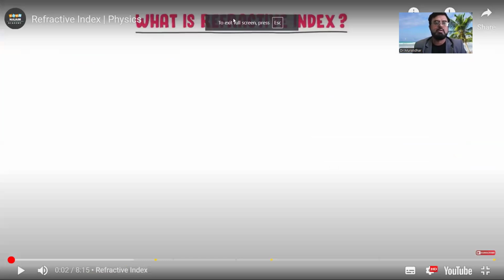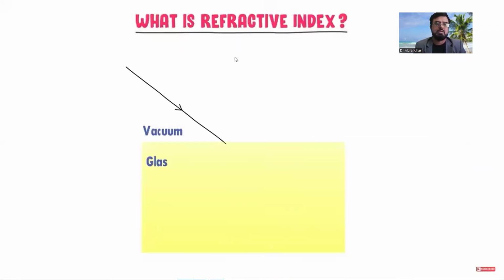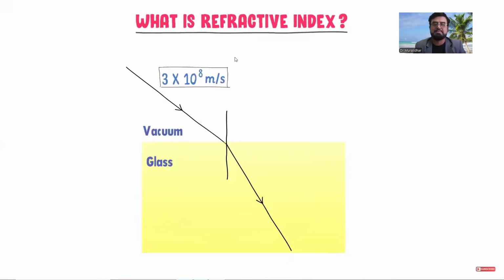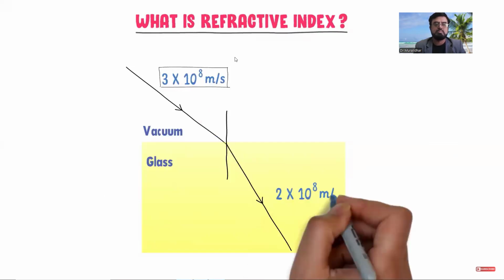Consider that an incident light ray is traveling in the vacuum. Let it hit the surface of glass and enter into it. We know that light is refracted towards the normal in this case. The speed of light in the vacuum is 3 into 10 to the power 8 meter per second, while the speed of light in the glass is 2 into 10 to the power 8 meter per second.